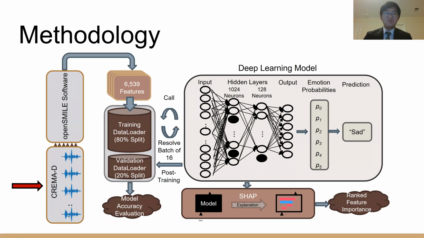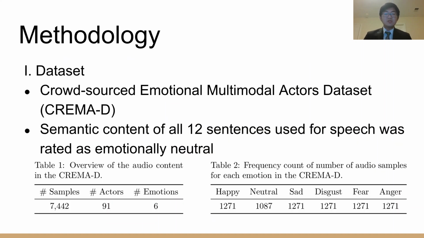So this is an overview of my main methodology, and we'll be going into the specific aspects one by one, so don't worry. On the bottom left-hand side, you can see where we're going to start off. The red arrow points to the data set that I used in my project, the CREMA-D dataset. The crowdsourced emotional multimodal actors dataset, or CREMA-D, is a dataset created over 7,442 different samples from 91 different actors portraying 6 different emotions: happiness, sadness, neutral, disgust, fear, and anger.